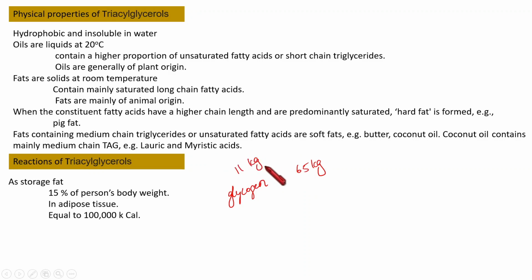And one more thing, if that energy source of fat is stored in the form of triacylglycerol, it is water repellent, as well as it requires only a minimum space, because that quantity is very less, and that can give this much amount of energy. So that's the important significance of storing fat in the form of triacylglycerol over storing glycogen.